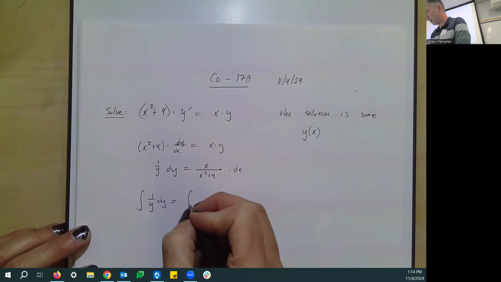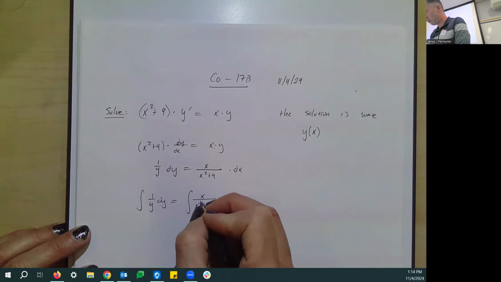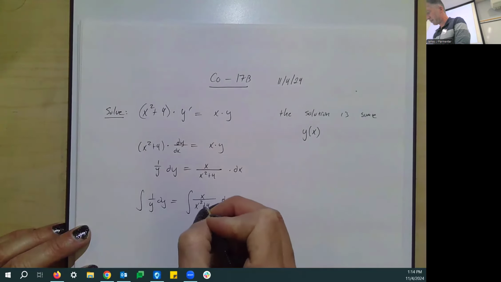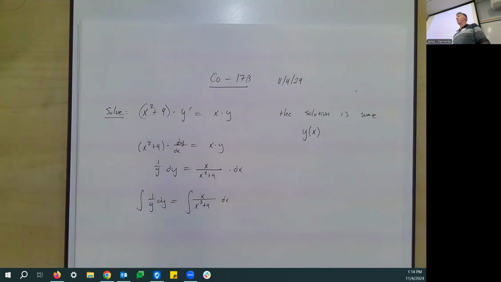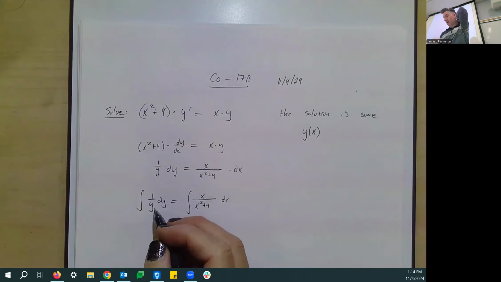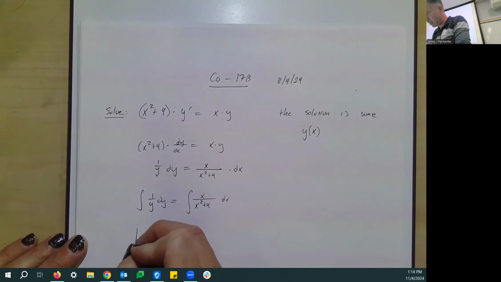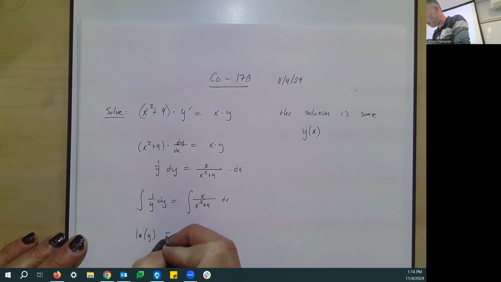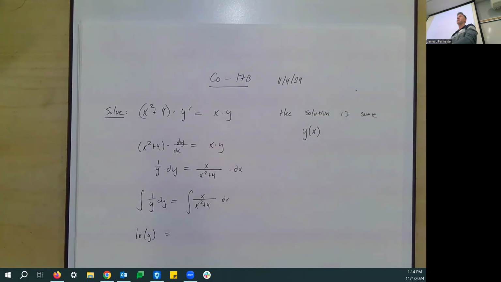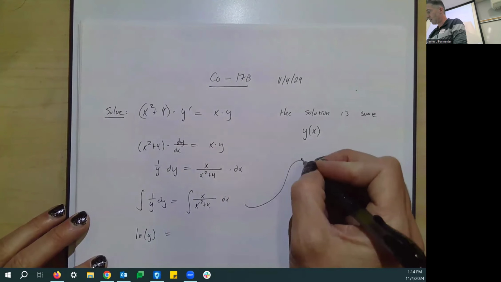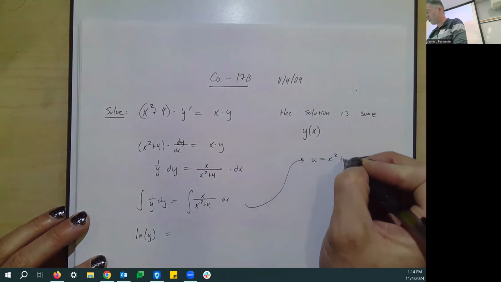So the integral of 1 over y dy equals the integral of x over x squared plus 4 dx. Part of the reason we've been practicing integrating things is so that we can actually solve this. The antiderivative of 1 over y is the natural log of y. I'm going to try not to care about the absolute value. Over on the right-hand side, we do have to use u substitution here. So we let u equal x squared plus 4.